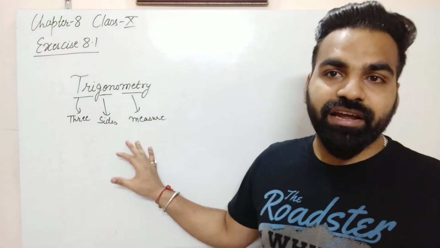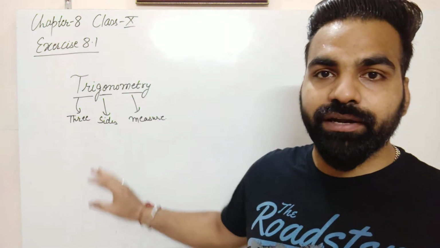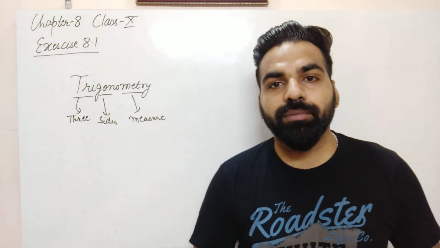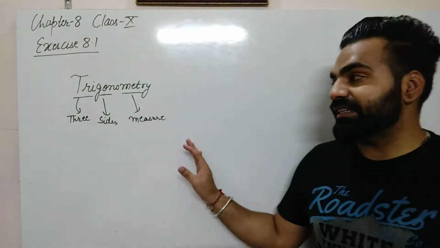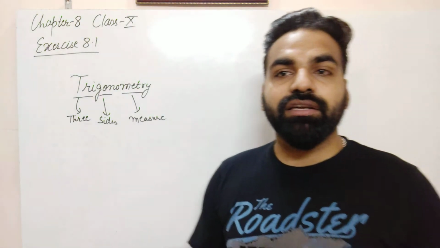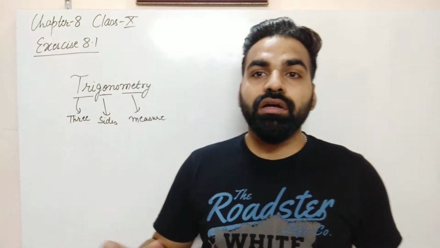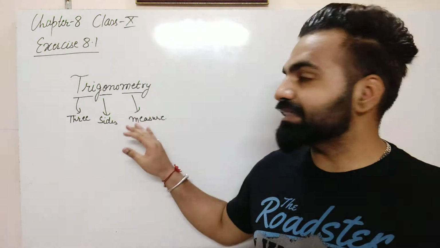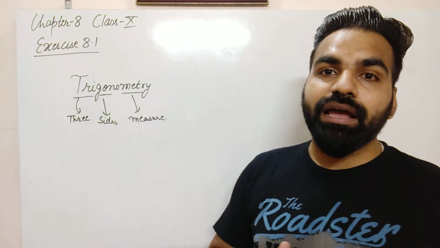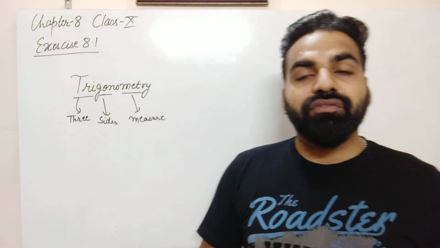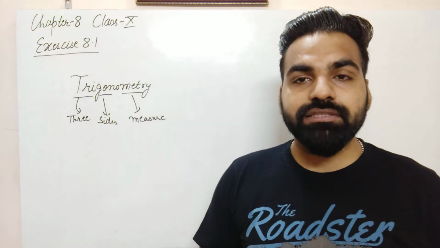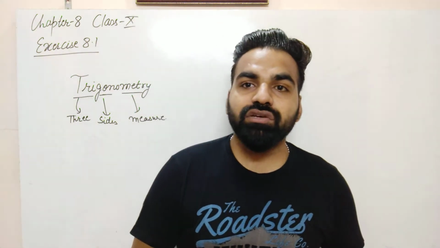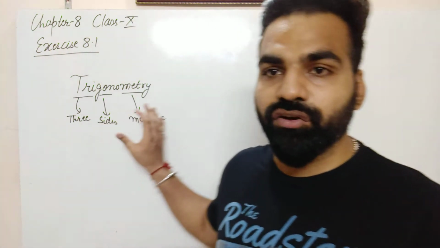In any triangle we can study trigonometry, but in our syllabus we will study only the right angle triangle. Clear? So why do we study trigonometry? Trigonometry helps us give a relation between the sides of a triangle and the angles of a triangle. If angles are known, then we can find the sides with the help of angles, and if the sides are known, then we can find the angles of any triangle by trigonometry.